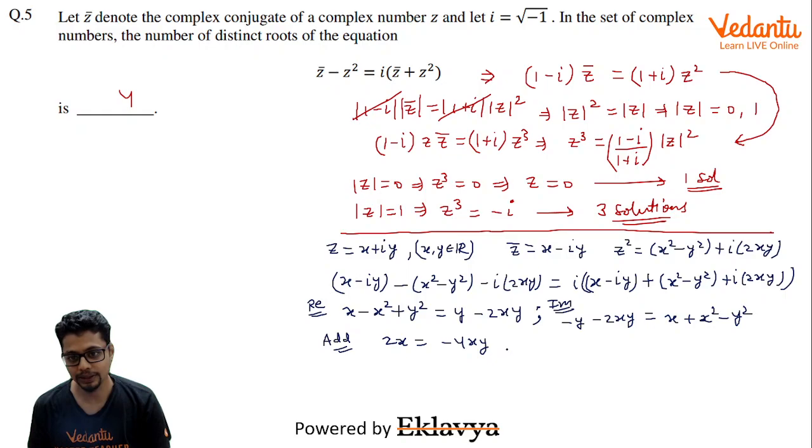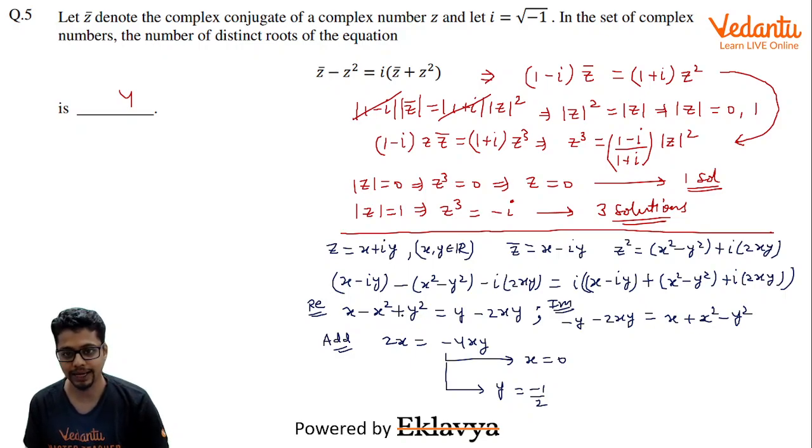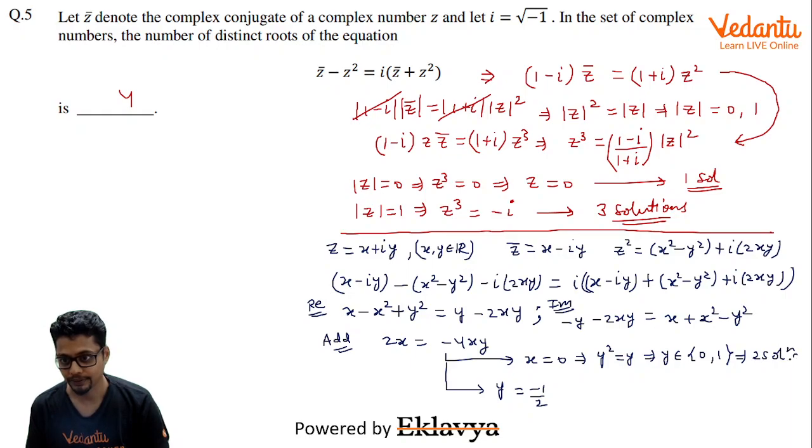Here there are two possibilities. One possibility is x equal to 0. Another possibility is x not equal to 0, then y has to be minus half. If x is 0, you can put it in any of the two equations. You get y square equal to y. That means y can be 0 or 1. So there are two solutions from here. When x is 0, y can be 0 or 1. That means it can be the 0 complex number or the complex number iota.